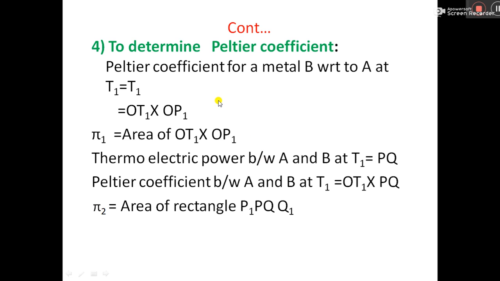And tide diagram is also used to determine the Peltier coefficient. Here Peltier coefficient for a metal B with respect to A at the temperature T1 is OT1 into OP1. So that is π1 equals area of OT1 into OP1. Thermoelectric power between A and B at temperature T1 is equal to PQ, and the Peltier coefficient between A and B at T1 is equal to OT1 into PQ.